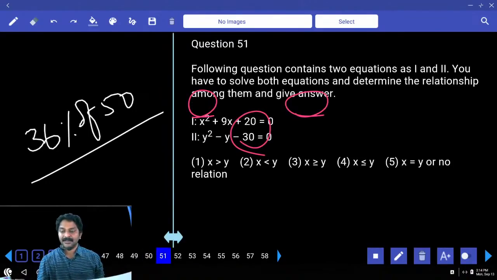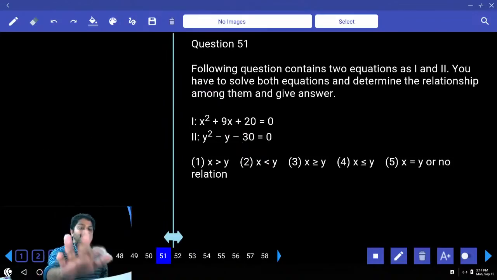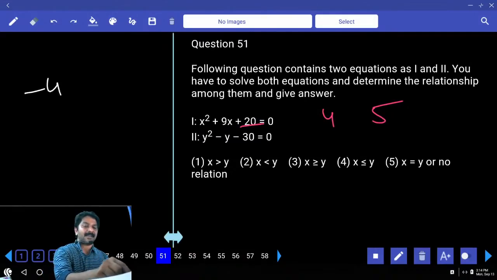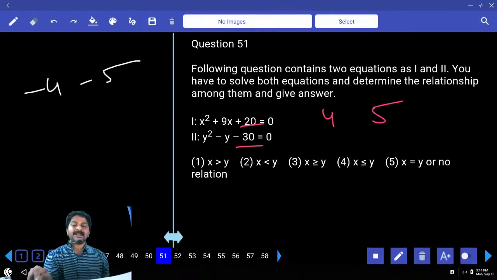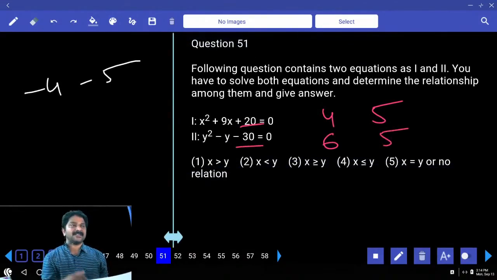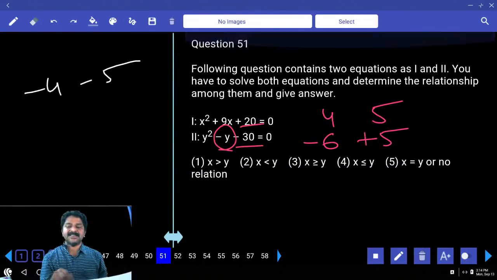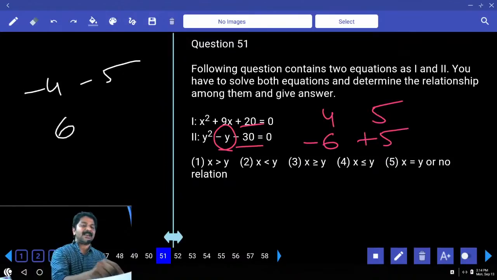Next. Come on. Is it a freak question? No, we have to calculate. 20 can be written as plus 4 into plus 5; the combination factors are minus 4, minus 5. 30 can be written as 6 into 5. One of these two numbers must be negative because the product is negative. Correct? And we have minus 1. So the combination is minus 6 plus 5. Factors are plus 6, minus 5.